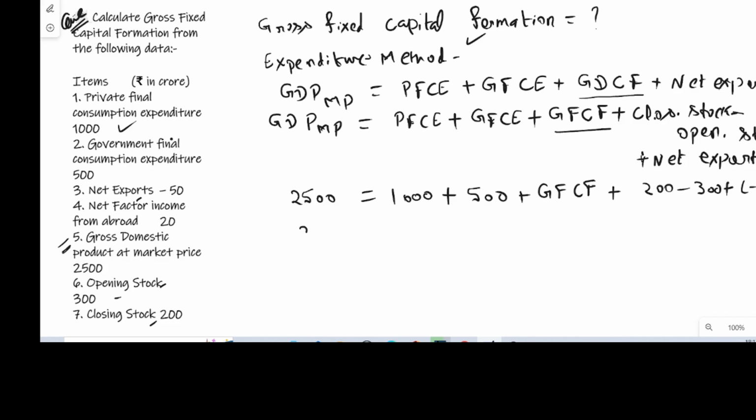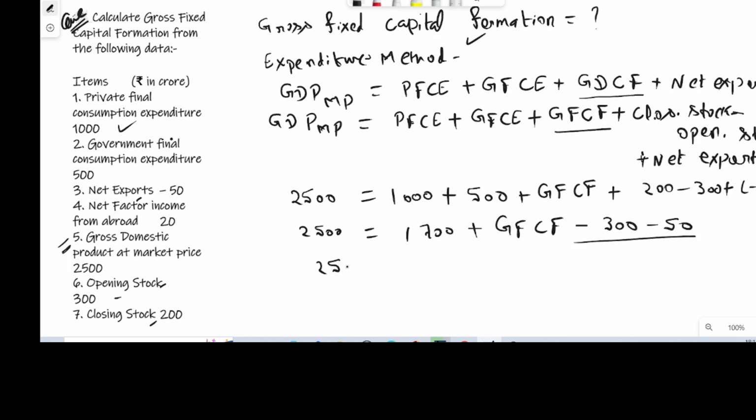Okay, we can bring all the elements to the left side, or we can first solve at the right side itself. Afterwards, we will make this transformation. So it is 1000 plus 500, 1500 plus 200, 1700. 1700 plus gross fixed capital formation minus 300 plus minus minus minus 50. Both are of the same sign. They will get added and the sign will remain the same. Okay, 2500.